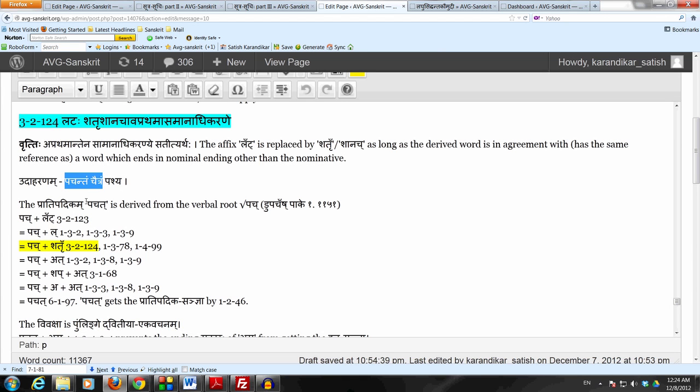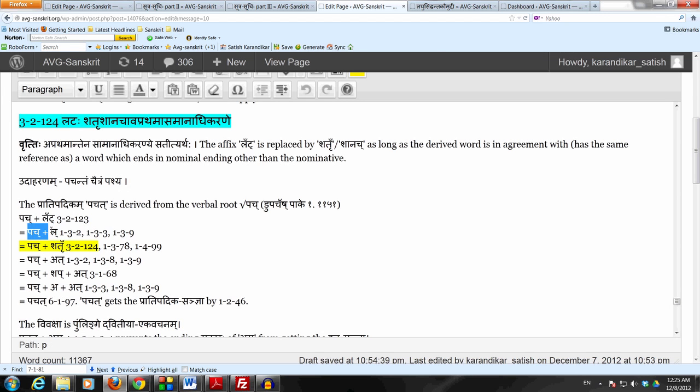Let's derive this form pachantam. First, let's derive the pratipadikam pachat from the verbal root pach, which is du pachash pakene dhatu pathaha. So we start with pach plus lat. We start by using the sutram vartamane lat, 3.2.123. So this is in the present tense. Now remove these letters by upadeshe ajanunasika it and halantyam, tasya lopaha. So akaraha it sanjnya, takaraha it sanjnya, tasya lopaha. We get pach plus la.